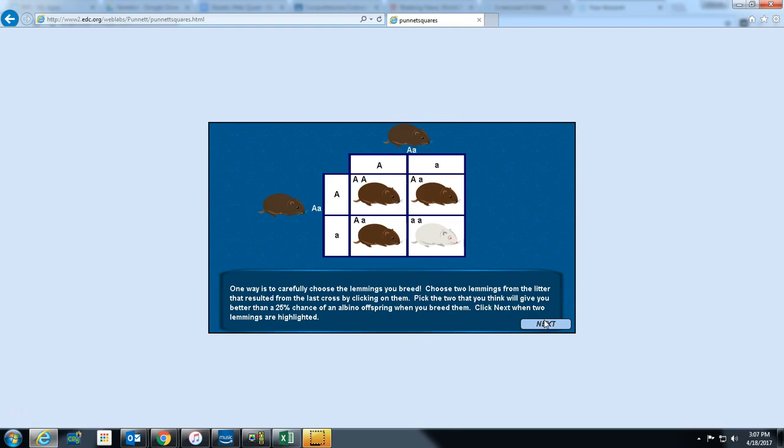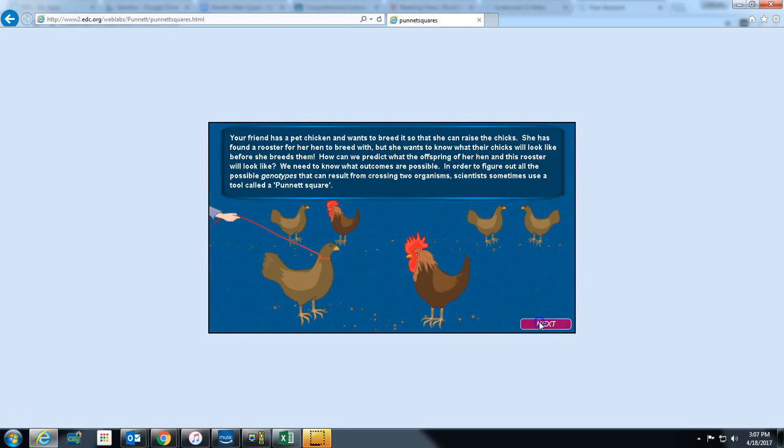One way is to carefully choose the lemmings you breed. Choose 2 lemmings from the litter that resulted from the last cross by clicking on them. So in this one we did, I have to probably refresh this.